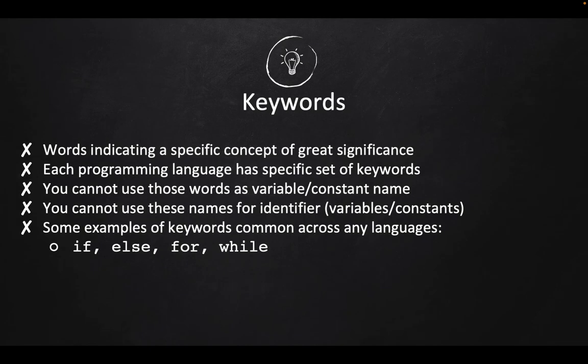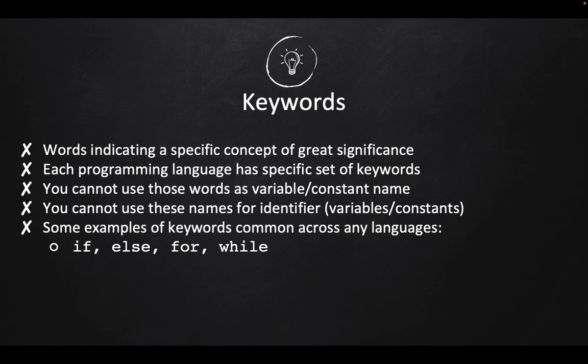And here is the final piece of the building blocks, which are called keywords. Keywords are the words indicating a specific concept of great significance. Each programming language has some specific sets of keywords. These keywords have some specific meaning, and you cannot use those words as variable or constant names, and you cannot use these names as identifiers.